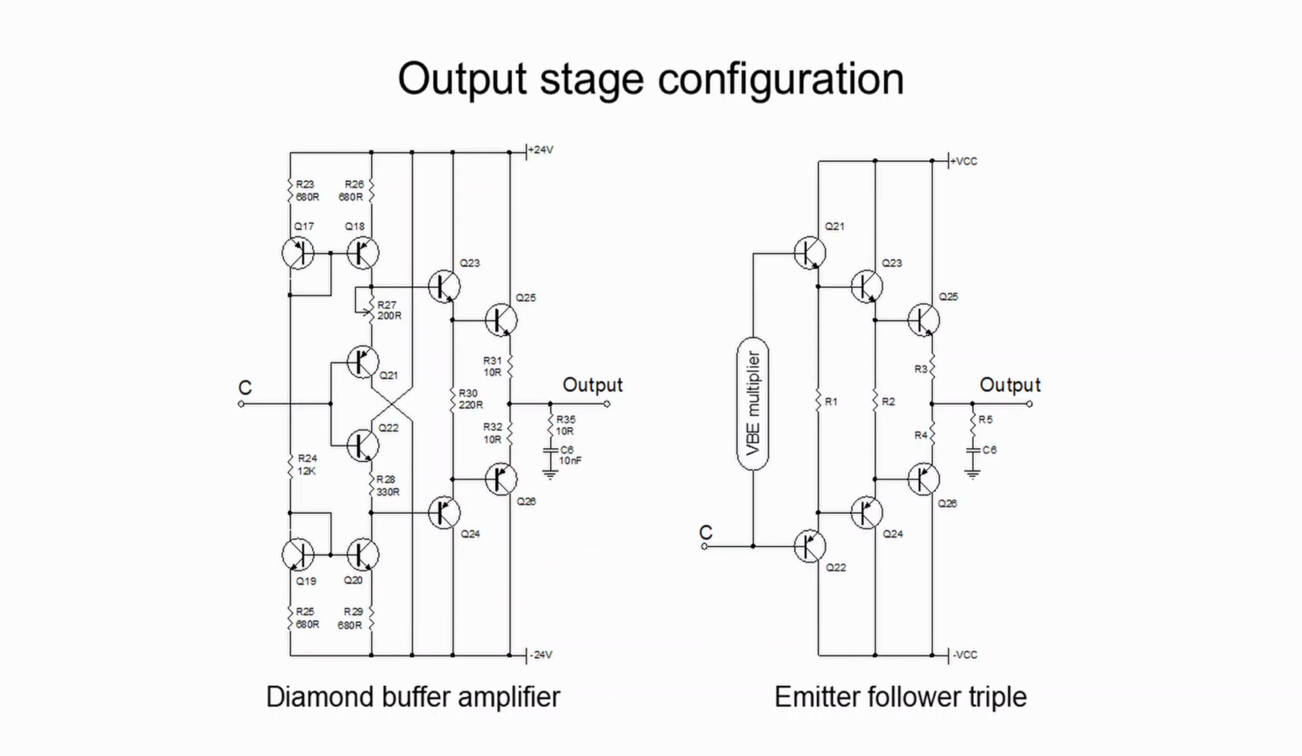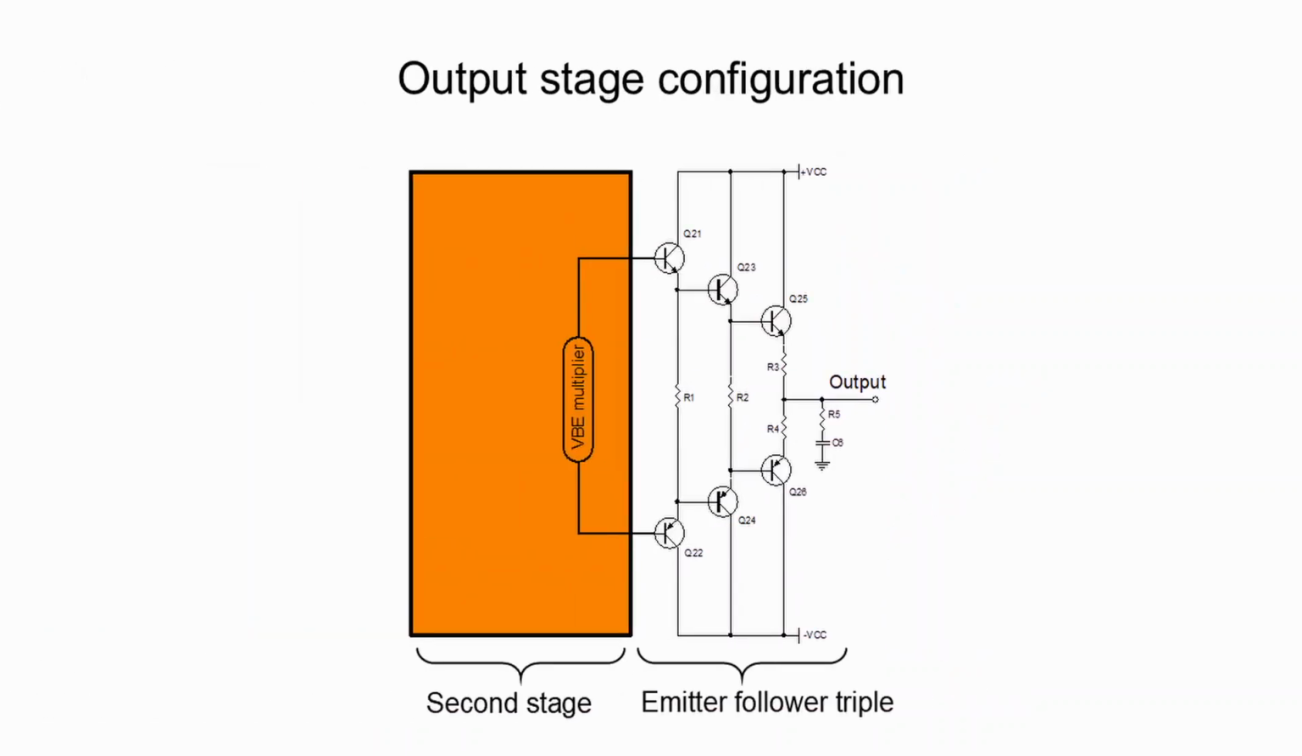In the emitter-follower triple, there is a VBE multiplier that creates a DC voltage spread, so as to set up the DC bias current for the three pairs of emitter followers. However, the VBE multiplier is physically part of the amplifier's second stage. In other words, the DC quiescent condition of the output stage is controlled by the second stage. Nevertheless, when the entire amplifier is designed and operated properly, the amplifier should be fine.